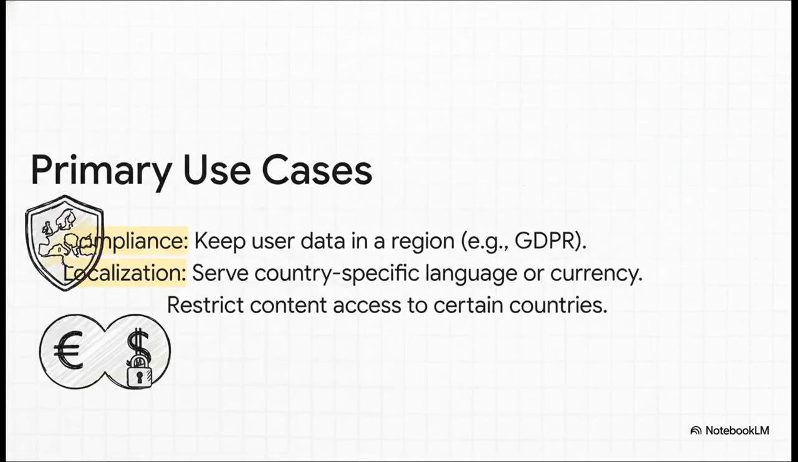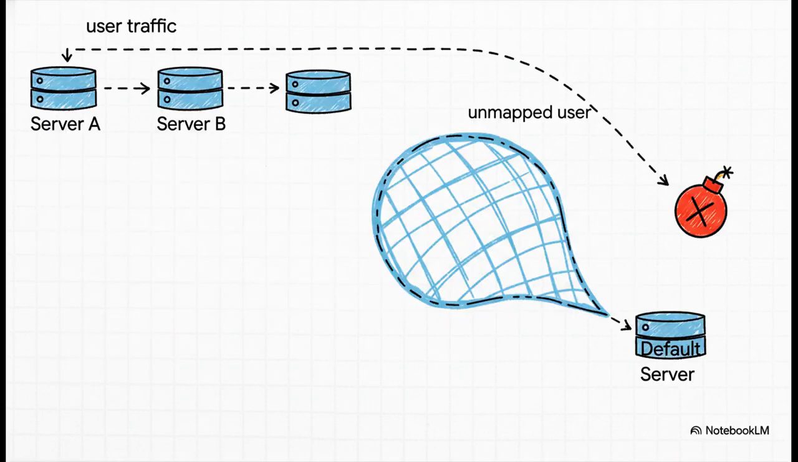Okay, so when would you actually use this? Well, it's all about enforcing rules. Number one is compliance. Think about GDPR. You absolutely have to keep European user data inside Europe. Geolocation is how you do that. Then there's content localization. Maybe you want to show prices in euros to anyone in Europe and US dollars to anyone in America. Easy. And the big one, of course, is licensing. Making sure that TV show you only have the rights for in the UK can only be watched by people actually in the UK.